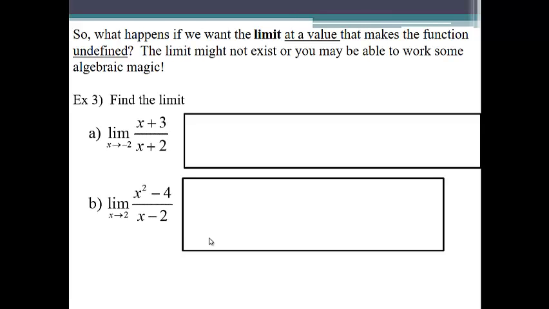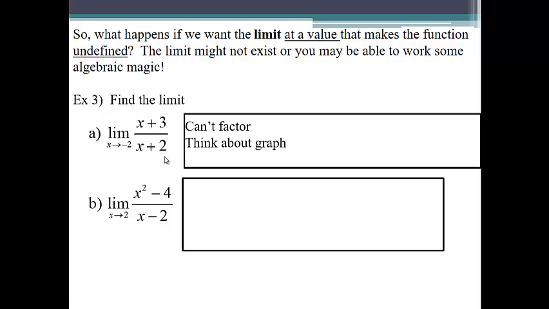Okay, so let's take a look at the first one. If I were to go straightforward and plug in -2, I'm going to get an error. It will end up being 1 on the top and 0 on the bottom, which means 1 divided by 0, undefined. That's not a possibility. So I have two choices. It's automatically does not exist, or I have to do some algebra and then plug in after.